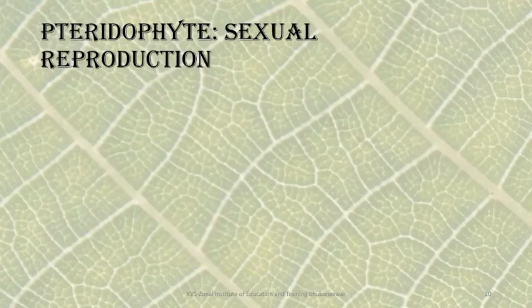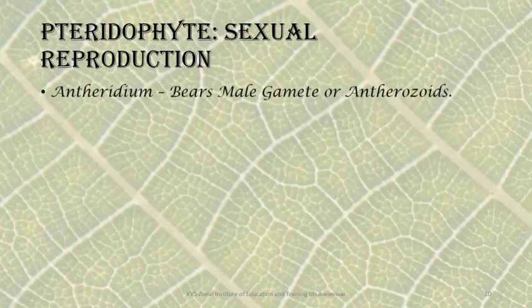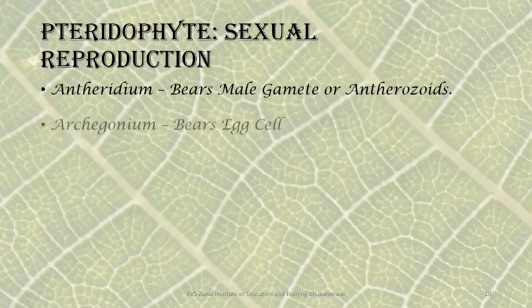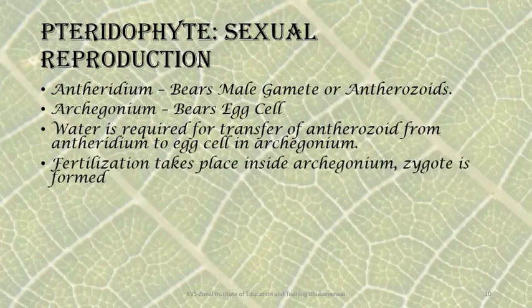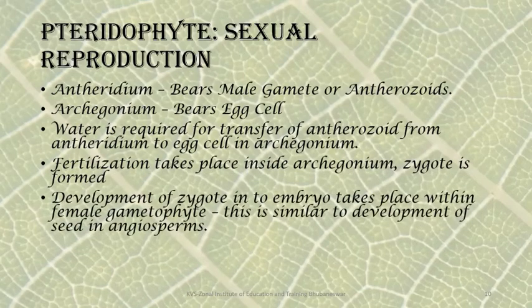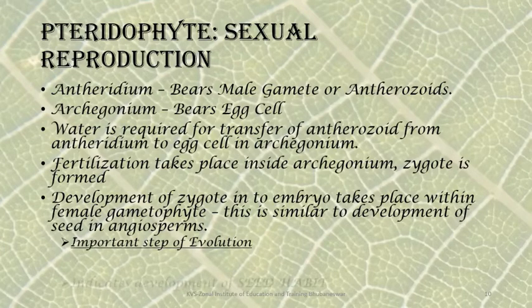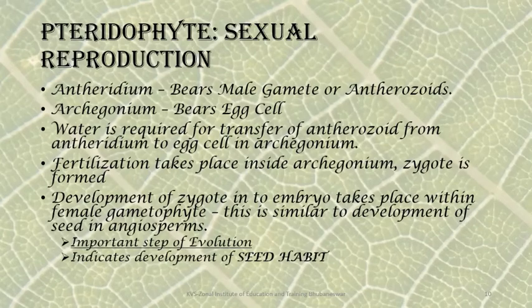Now further development of zygote, that is into the embryo, takes place within female gametophyte. This is similar to the development of seed in angiosperm, and that is why it is a very important step of evolution. This indicates the development of seed habit.